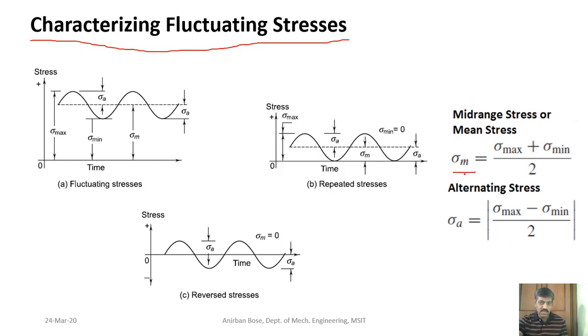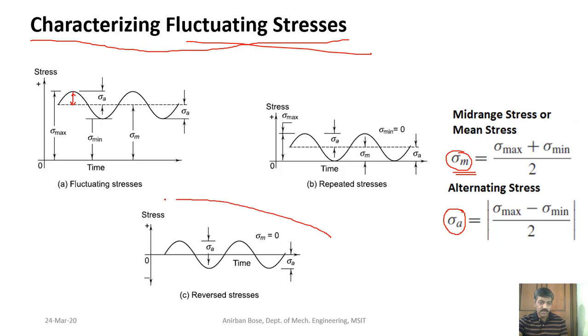One is the mid-range stress or the mean stress, which is basically the average of sigma max and sigma min, and alternating stress is basically the amplitude, which is sigma max minus sigma min divided by 2. Okay, so this magnitude is the alternating stress. These two are the most important parameters in case of general fluctuating load or fluctuating stresses.